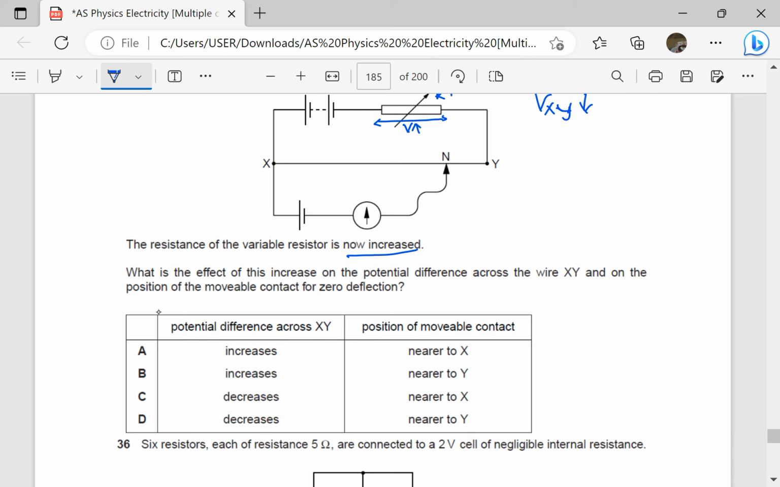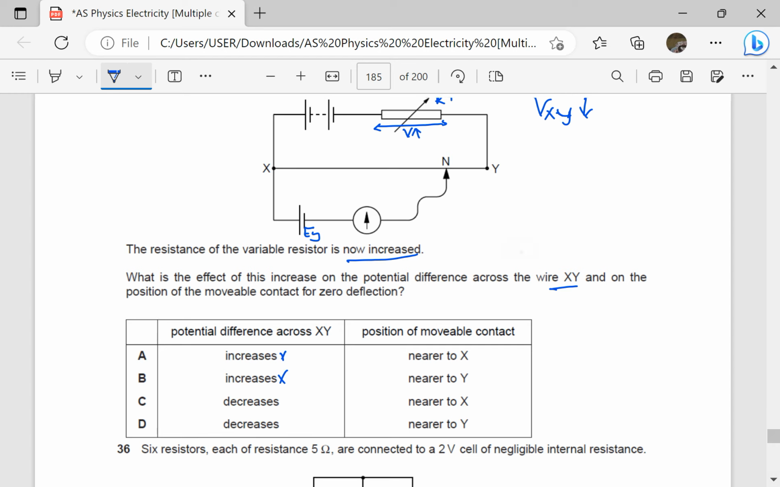What is the effect of this increase on the potential difference across the wire XY and on the position of the movable contact for the zero deflection? So the PD across XY has decreased. But remember the EMF here remains the same. The PD across XY has decreased. Therefore, the EMF EY must remain the same. So first of all, we can eliminate some of these. The PD across XY has decreased, so we eliminate A and B.